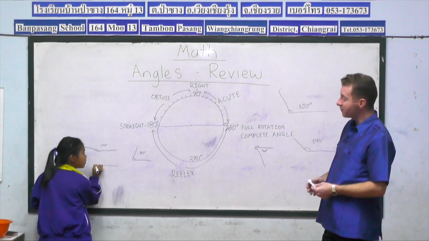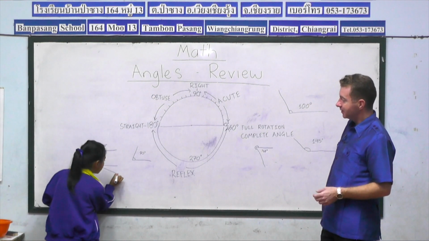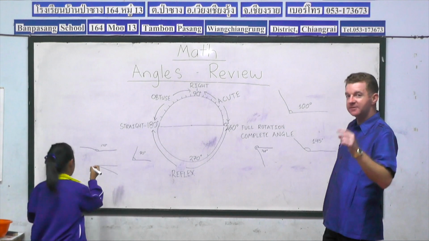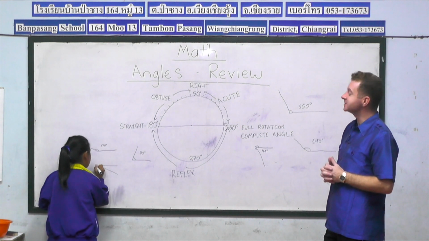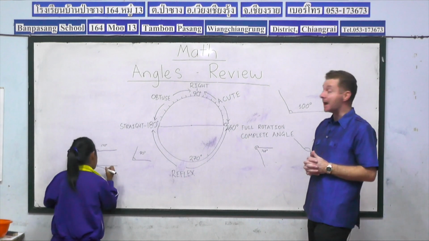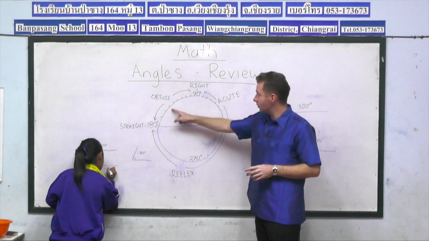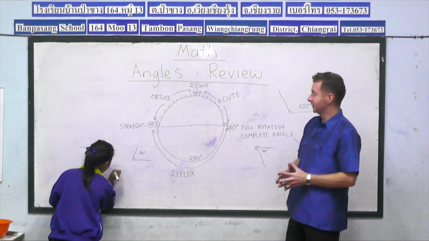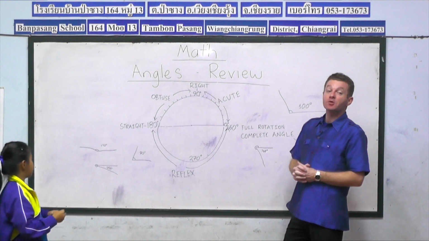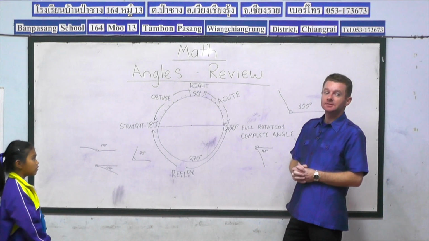So zero to vertex. That looks good to me. But let's see what Pakpung does with the vertex. Yes, it has to be on the outside because the angle goes all the way around. And what type of angle is 350 degrees?